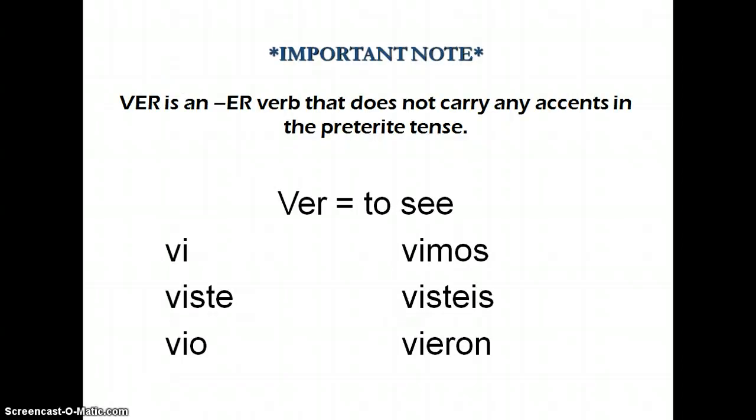It's important to note the verb ver is an ER verb and has ER and IR preterite verb endings. However, it does not carry any accents in the preterite tense. So take a look at the conjugation below, ver, to see. Notice it does not have any accents, whereas normally there would be an accent on the yo form and the él, ella, usted form. But there aren't in the conjugation of ver in the preterite.